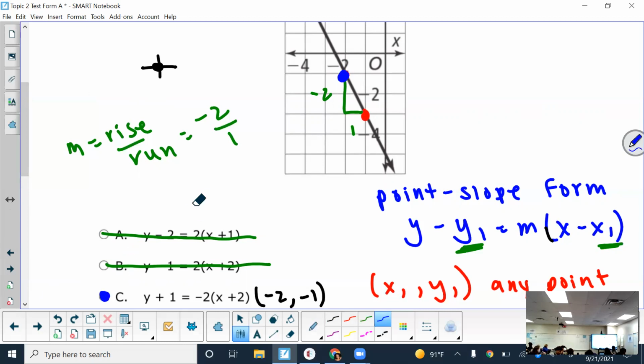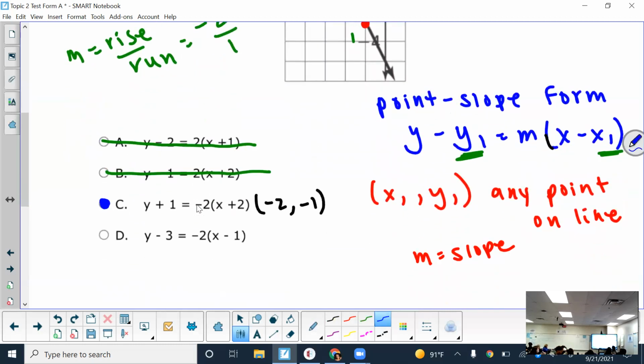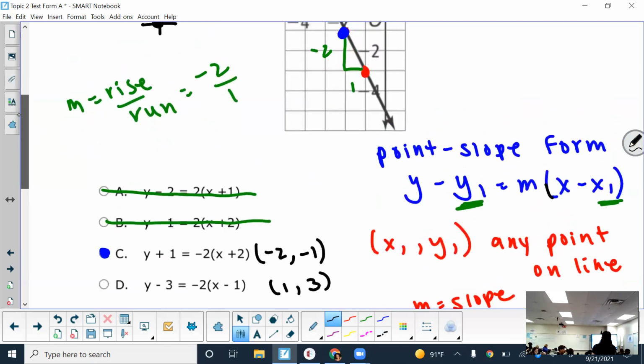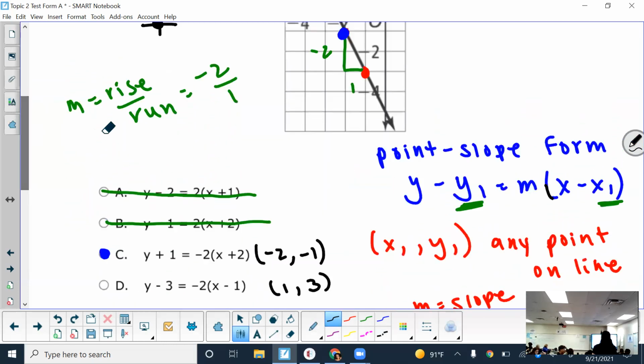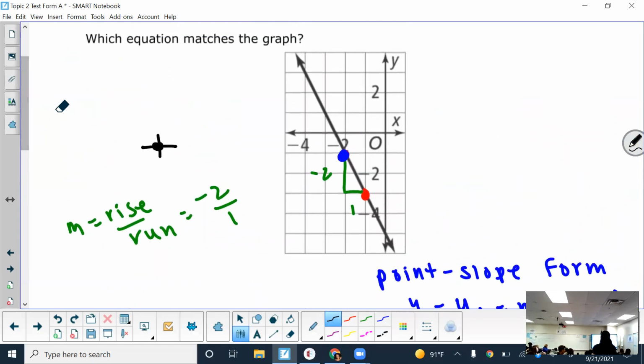If I tested out D, what's the point that they used for D? 1, 3, and it's positive, right? Because the signs are always opposite. So 1, 3. Is 1, 3 on our graph or on our line? All right, no, because 1, 3 would be like right here, and that's not on our line.